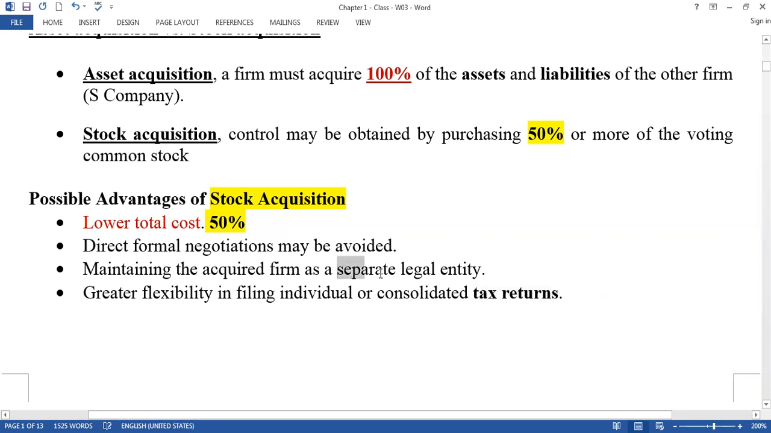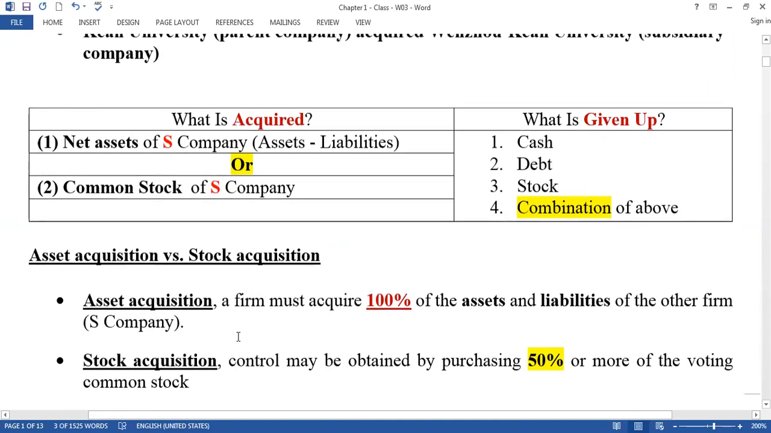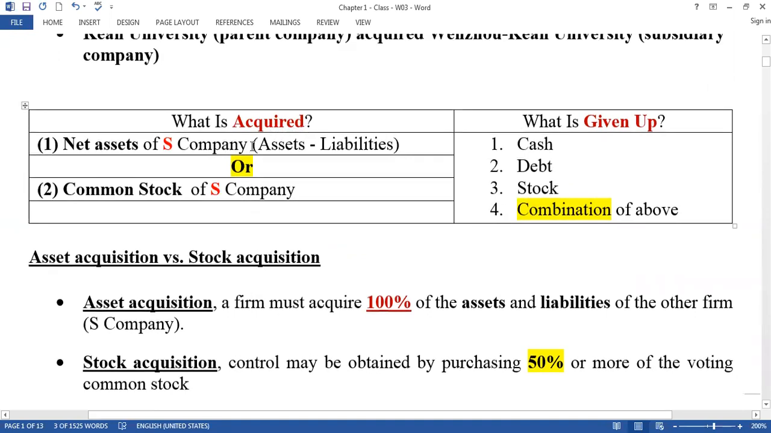Then if you go for a stock acquisition, this is a continuous business. It will continue as usual. You are becoming the owner only, right? So very flexible. Then you no need to negotiate with any other people. Go to the stock market, buy their shares, become the controlling power, and it is lower cost. So these are the two methods that we can acquire another company. You should know very carefully how to acquire another company, by purchasing their net assets or by purchasing their common stock. And we have to give enough. Very simple: if you buy something, you have to pay cash or something else. Same here.